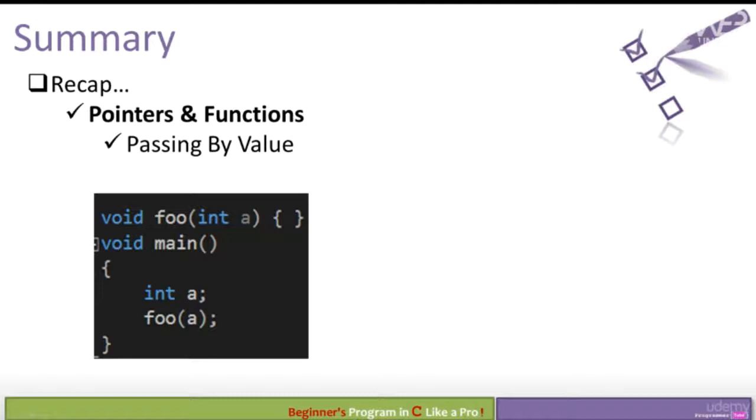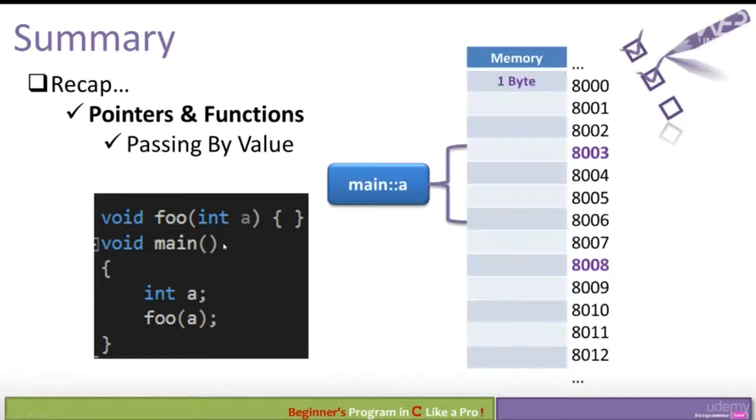Just to recap what we learned in the 2 lectures about pointers and functions. First we learned about the meaning of passing by value, like this example where we have a main function with an integer a and we pass that a into a foo function. This is passing by value, meaning that we will have 2 integer variables in memory as shown here.